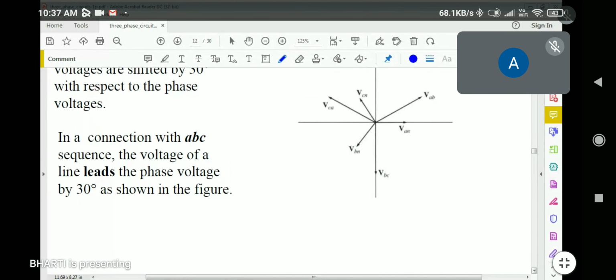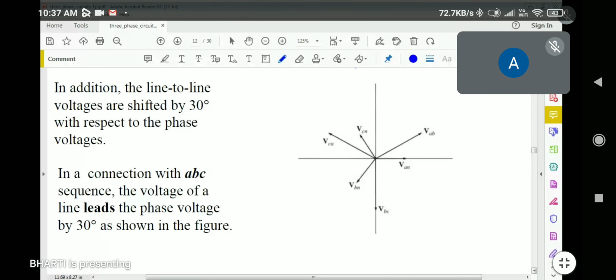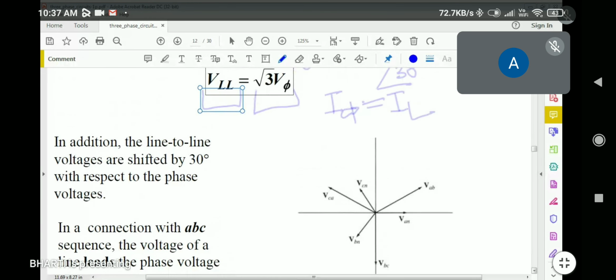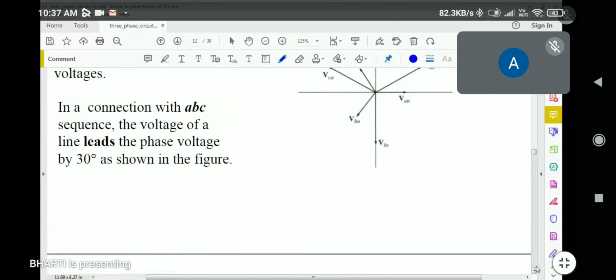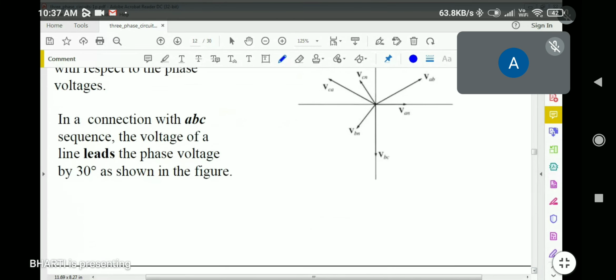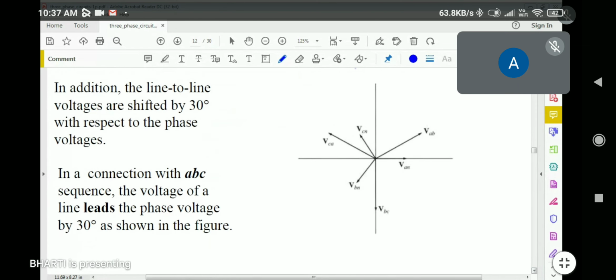This was about magnitude, याद रखना, this is only magnitude. Now, if you come to the line to line voltages and their respective phases, we have seen that there is a phase shift of 30 degree with respect to the phase voltages that we have seen.